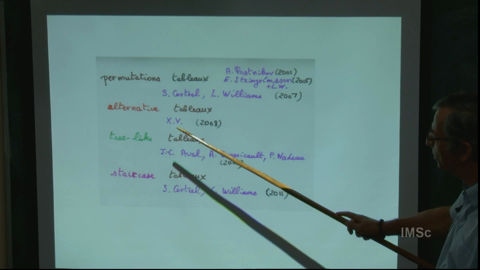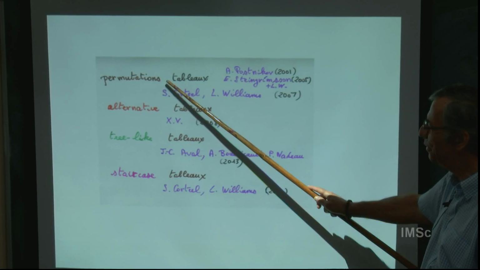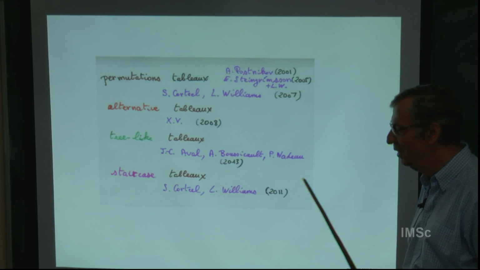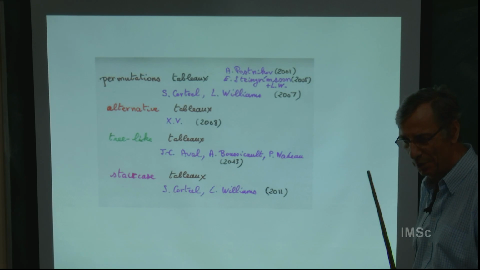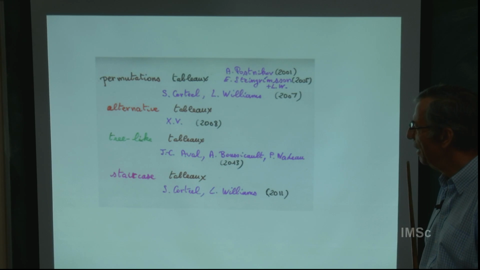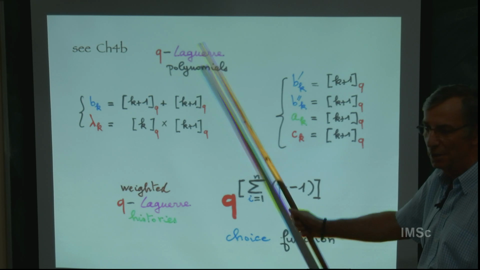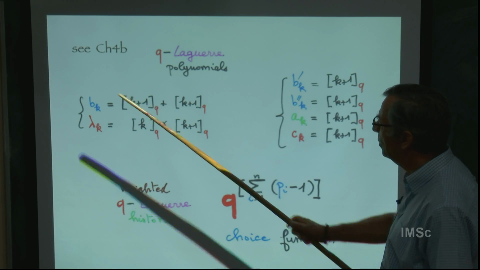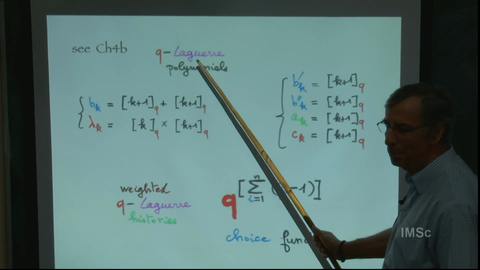And then there are other tableaux: tree-like tableaux, staircase tableaux. There are 4 different tableaux, all in bijection, which are enumerated by permutations and which also give an interpretation for the stationary probability. So there is a whole combinatorics behind this. And I tell you this story because it's related now to the Q-Laguerre polynomials. So in chapter 4b, we have seen Q-Laguerre polynomials.